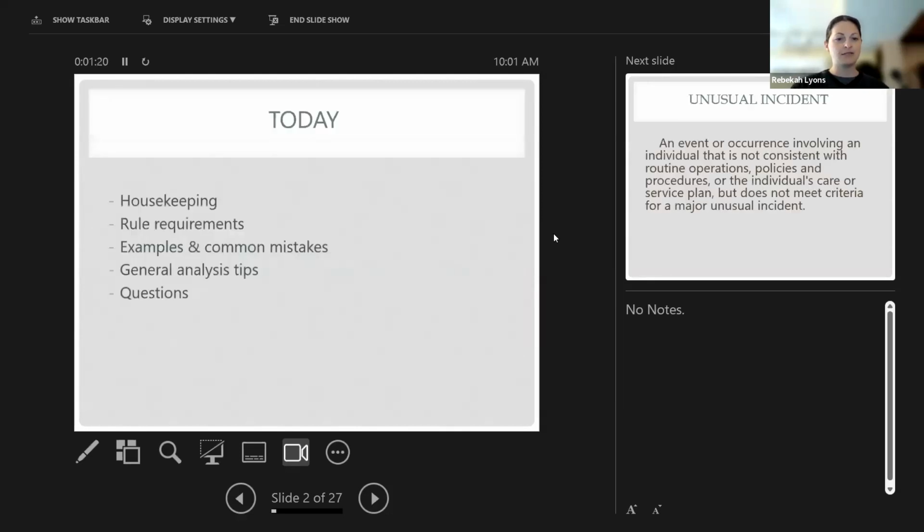But we'll start out today with some housekeeping. I'll give you some rule requirements for UIs. We are talking about UI, logs, and analysis today. I'll show some examples, some common mistakes that I'm seeing, give you some tips on analysis, and again, we'll answer any questions that you may have.